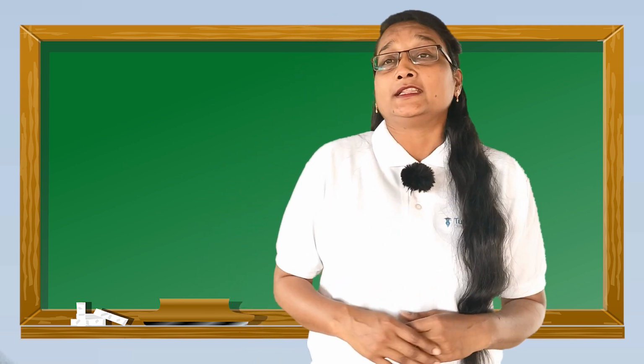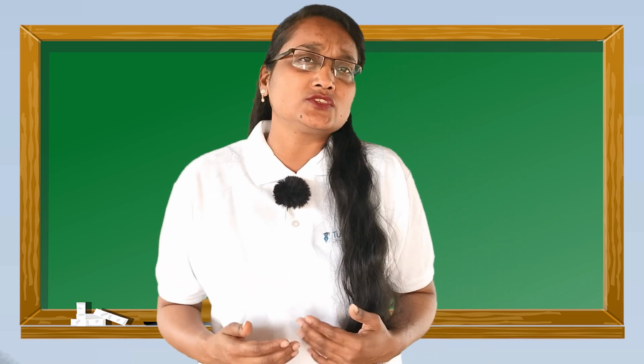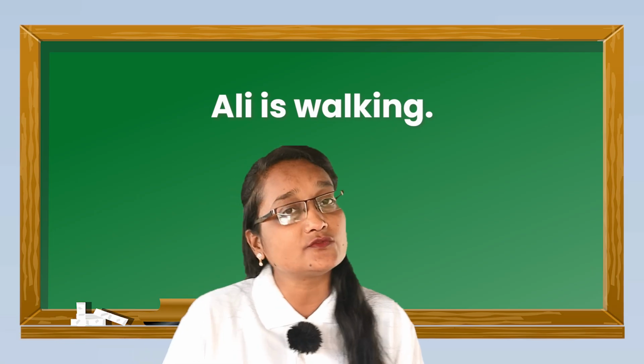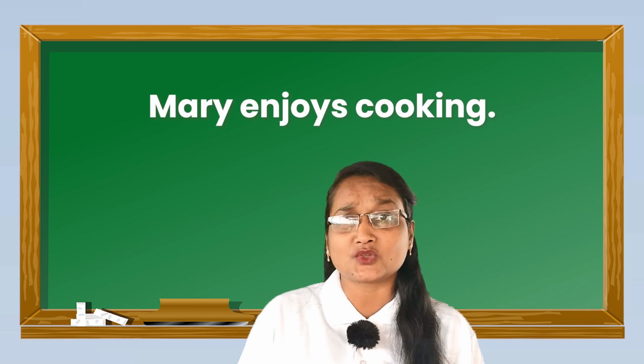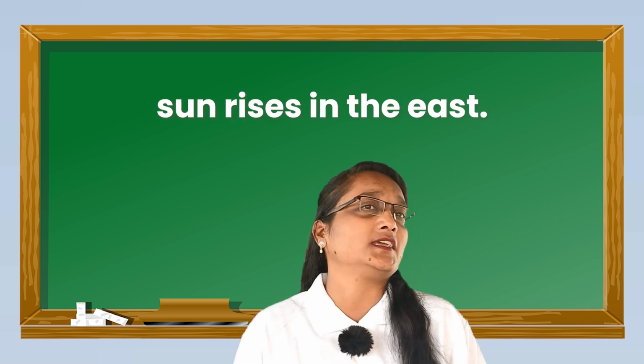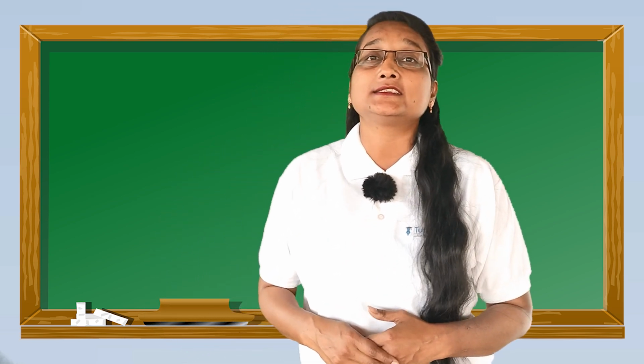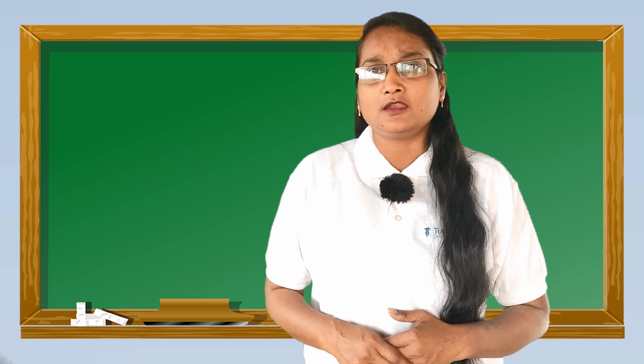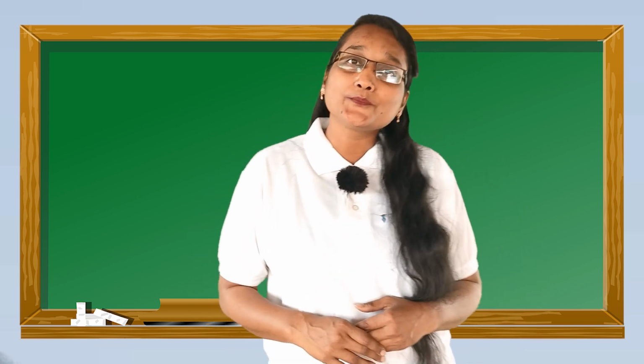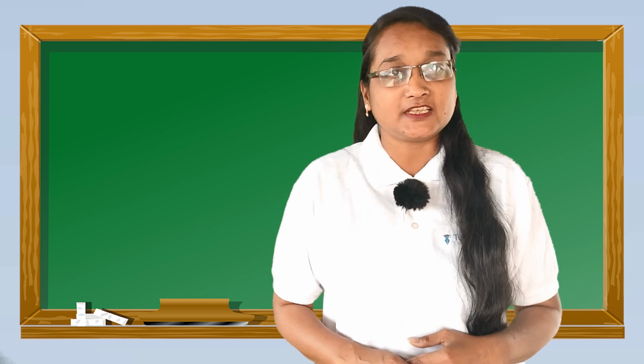Now, there can be other examples also of a sentence, like Ali is walking, Mary enjoys cooking, sun rises in the east. Okay, all these sentences have certain meaning. It is a sentence. Now, do you know how many types of sentences are there?